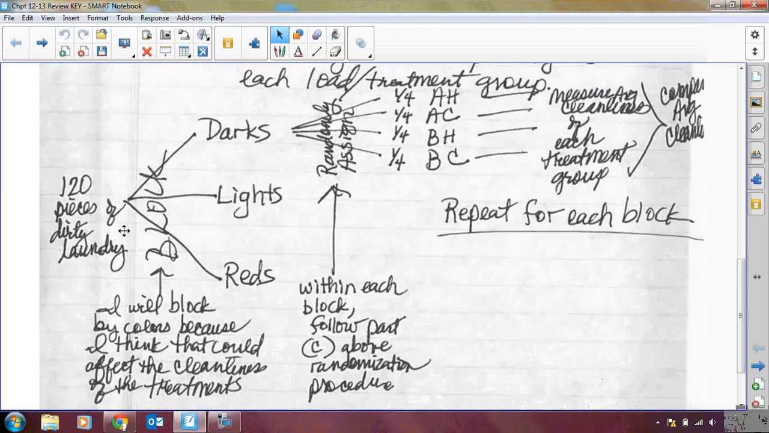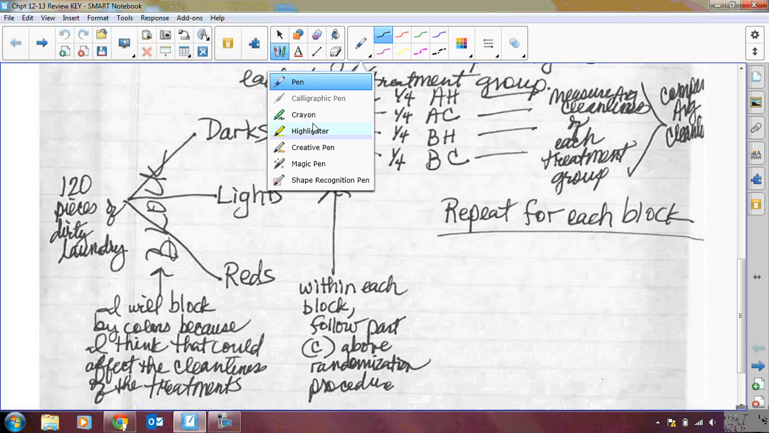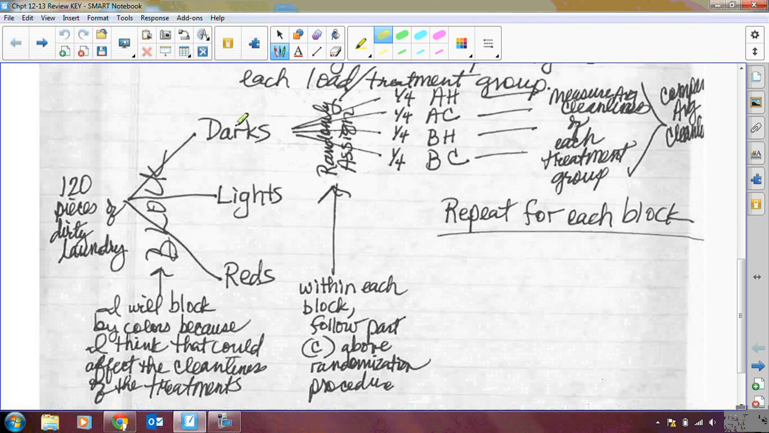All right. Now, notice I do not have a number here for the darks, lights, and such, because I don't know how many darks, lights, or reds there are. I knew there were 120, but if I didn't just do a completely randomized design and I blocked, I don't know how many are in the experiment.